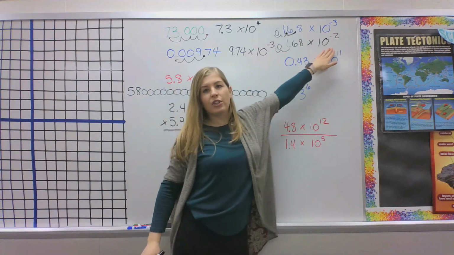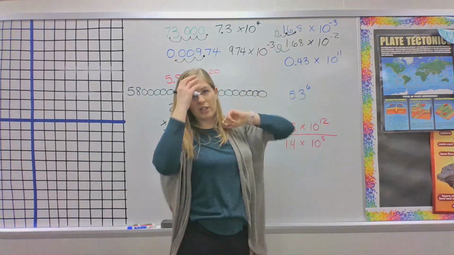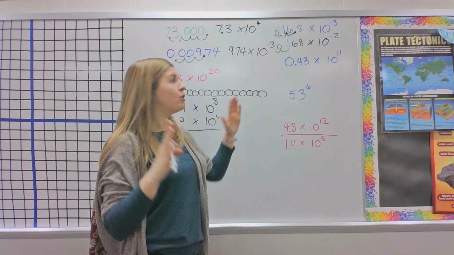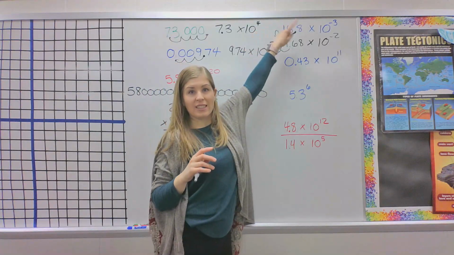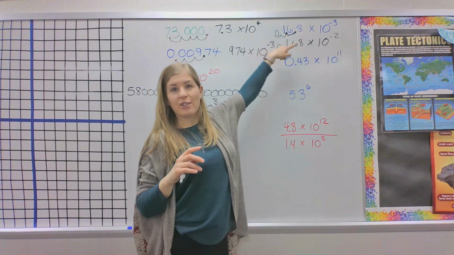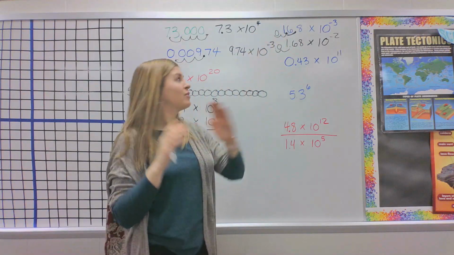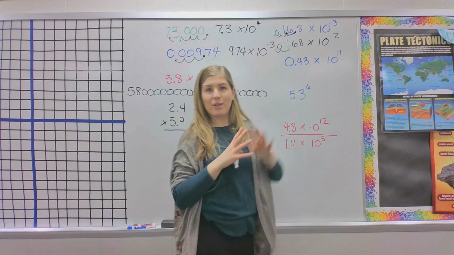So notice we have to change our exponent when we change the decimal location, because the end goal is we want to end up with the same number. So this ended up 0.0168. This one ends up 0.0168. It was just we had our decimal in a different spot, so that's why we had to change our exponents.